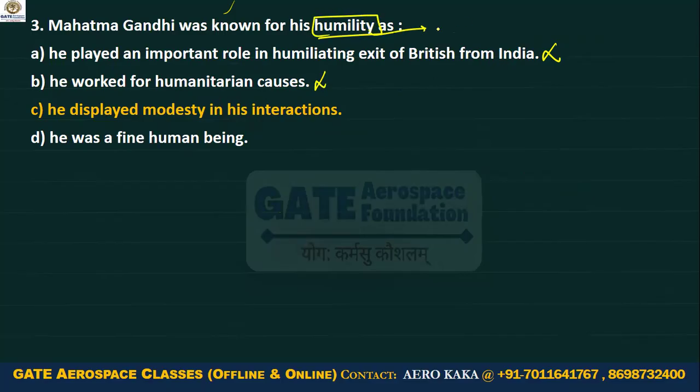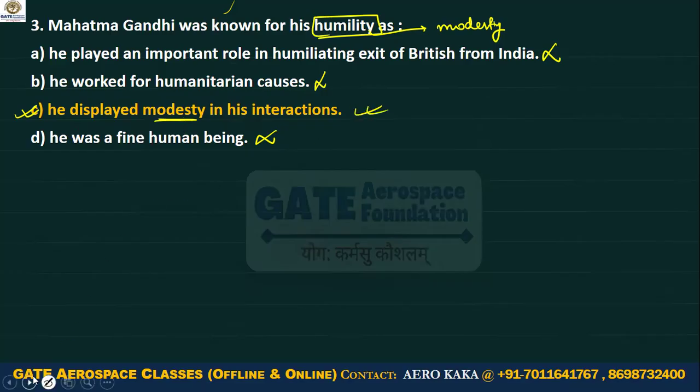So you should be clear about this part. Right, humility is something related to being humble or unassertive. Humble is the correct word. So, he displayed modesty in his interaction. That is correct because he was modest and he was a fine human being. This is actually correct, but it does not follow the statement given above, so the option is incorrect. Mahatma Gandhi was a fine human being. That is correct, but it does not follow that he is known for his humility. He is known for humility because he was modest in his interactions. This becomes your correct option.